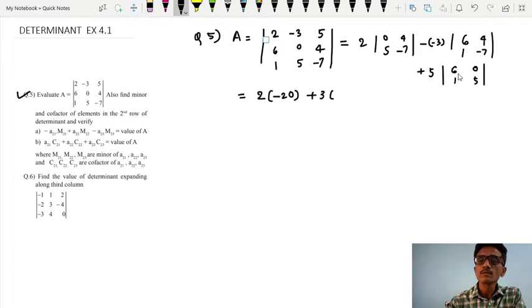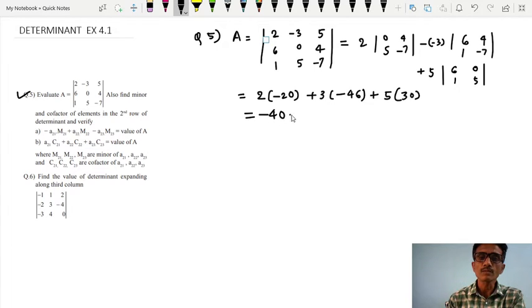this is minus 42 minus 4. So it is this minus 42 and minus 4 it is. So it is minus 46. Then plus 5 into this, 30 minus 0. So it is 30. So we'll be getting the value of this determinant as, this is minus 40.